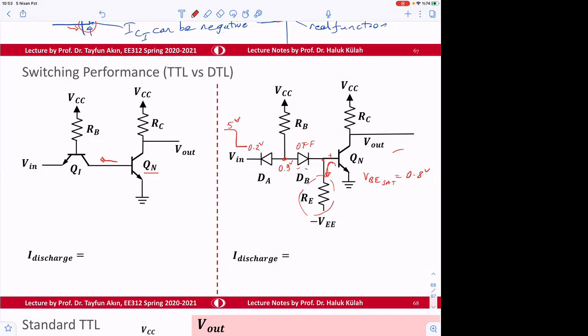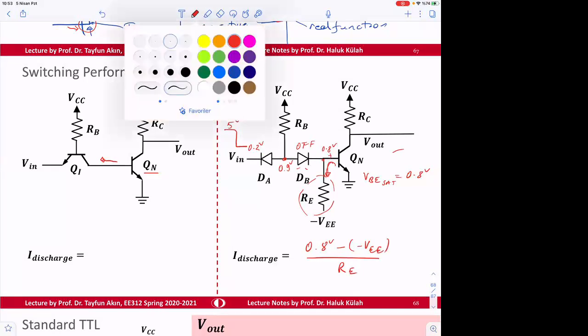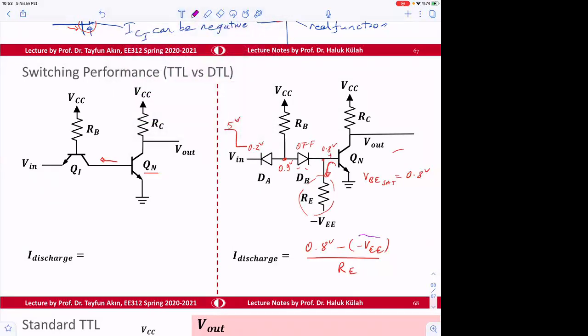So this is going to be 0.8 volts. That's the initial T0. So 0.8 volt minus VEE divided by RE is going to be our current. So we can give some various numbers here. Let's say this value is minus 0.5 volt, okay?